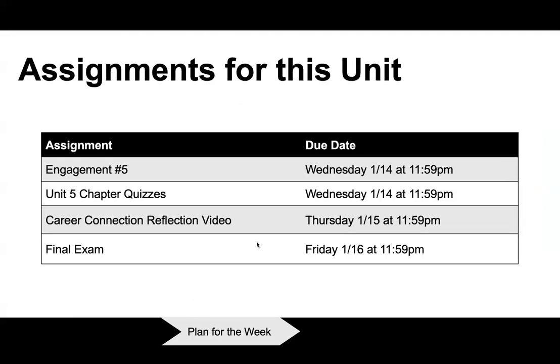So here is our plan for this week. First, your engagement number 5 is due on Wednesday, just a shift in due date there. Same with your Unit 5 chapter quizzes, which are also due on Wednesday. A quick note for the chapter quizzes: when you click submit on those this week, you will actually be able to see what you've gotten right or wrong immediately with feedback. The reason for that is I want us to be able to manage our time effectively as it is a shorter week, especially in preparation for the final exam.